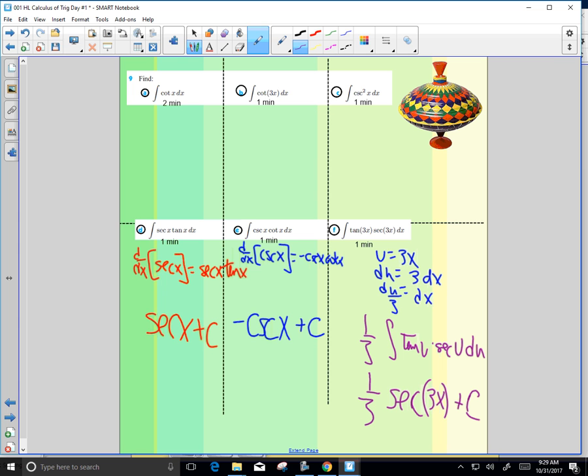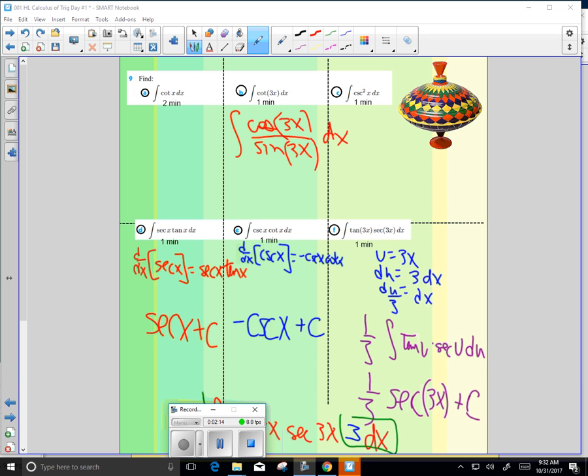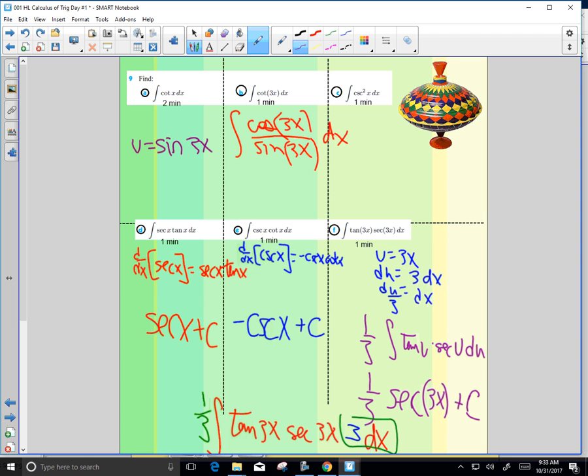Did I go too fast? Take a look at B. This is the cosine of 3x over the sine of 3x dx. By the way, if we're doing B, we're also doing A. So what are you going to let equal to u? What do you want u to be? I would say sine 3x. What's du going to be? 3 cosine 3x dx. Okay?